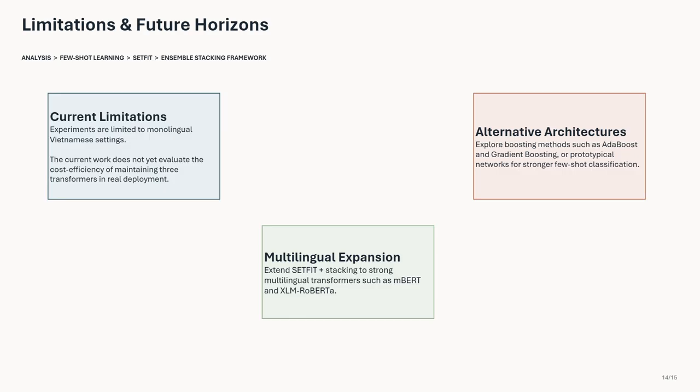The study still has some limits. First, the experiment focused on Vietnamese text, so future work can test the framework on multilingual models such as mBERT or XLM-R. Second, using three transformer models may cost more in real development, so future work should study speed, memory, and cost efficiency. Third, other ensemble methods can be explored, such as boosting and prototypical networks.